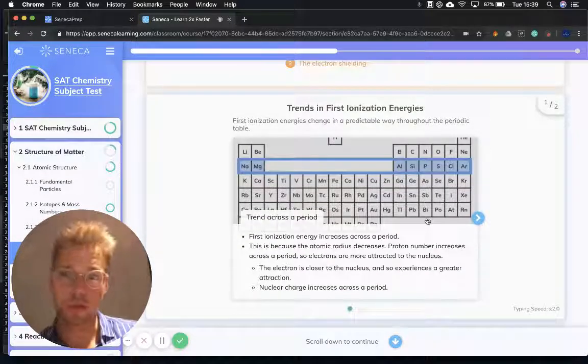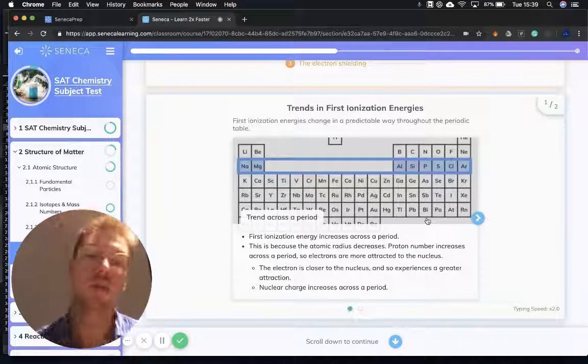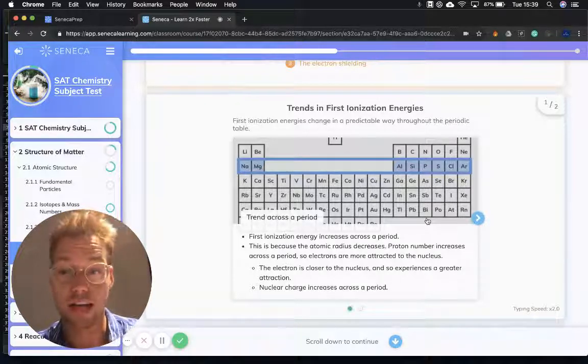Okay, it's the moment you've all been waiting for. I know you're excited because I'm so excited. We're going to be talking about trends in first ionization energies.